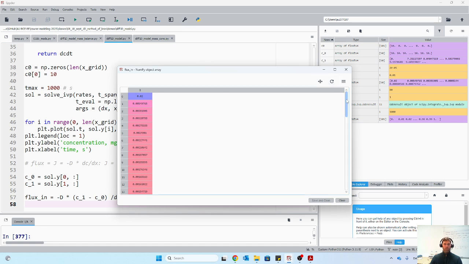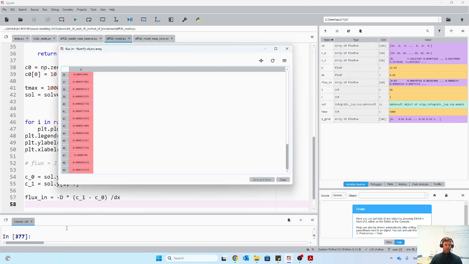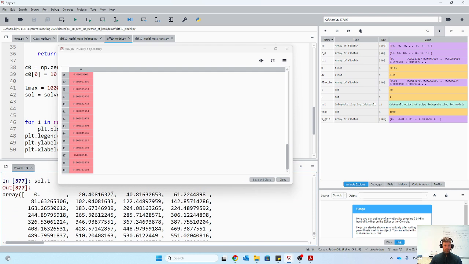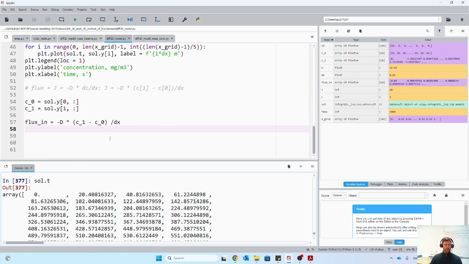Good. So these are the fluxes at time 0, at time 1, 2, 3, 4, and so on. Of course, the real times they correspond to are given by sol t. So actually these are the times that correspond to the values here. So that's the flux in.